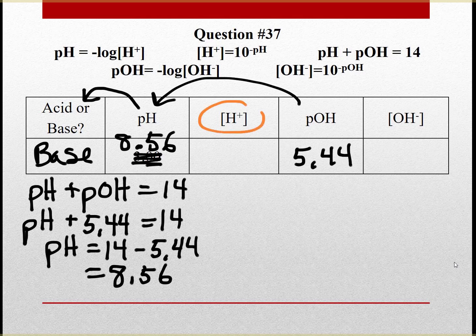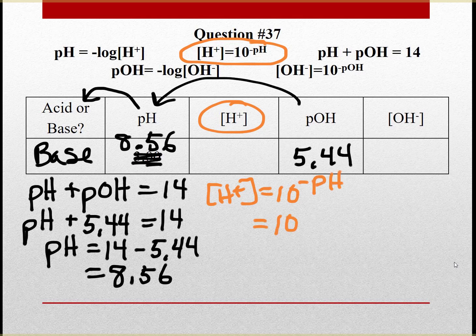I'm going to do my hydrogen ion concentration. For this one, I am going to use this equation right here. Write my formula: 10 to the minus pH. So I'm going to do 10 to the negative 8.56. And you need to press enter.